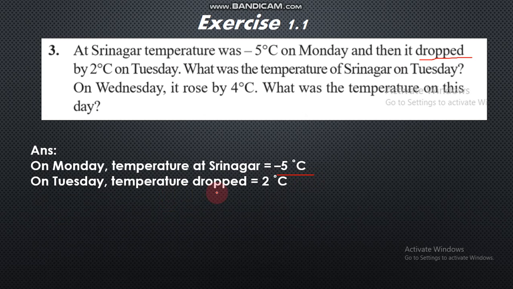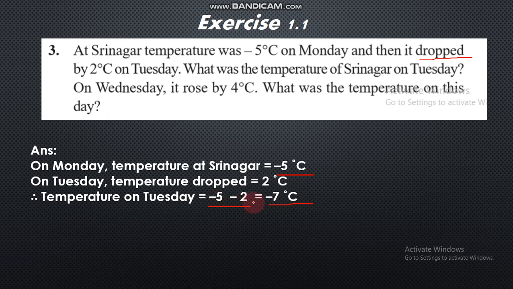Now on Tuesday the temperature dropped by 2 degrees Celsius. So what is the temperature on Tuesday? Let's find it. Since it dropped, I am subtracting it from the previous day's temperature. So negative 5 minus 2. The answer is negative 7. Now why negative 7? Both are negative, so add the numbers, 5 plus 2 is 7, and both are negative, so the answer is also negative 7 degrees Celsius. This is the temperature on Tuesday.